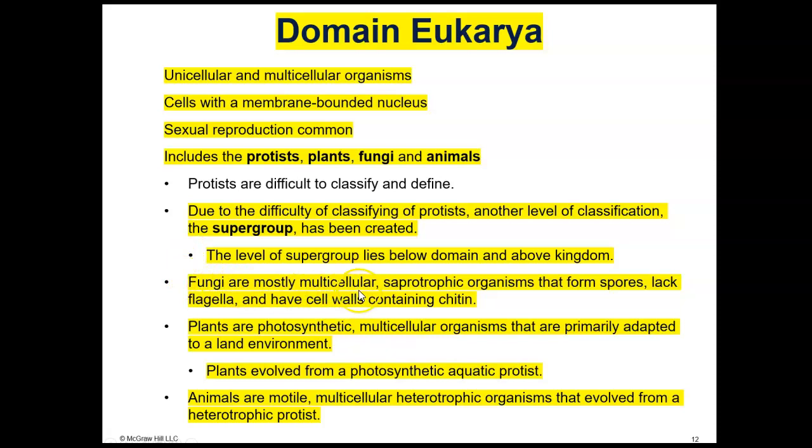Fungi are mostly multicellular. They're saprotrophs, which means they're decomposers. Their cell walls contain chitin. Plants are photosynthetic and multicellular. And animals are multicellular. They're motile, which means they're capable of movement at some stage of their life cycle, and they're heterotrophic, meaning that they have to consume their food.